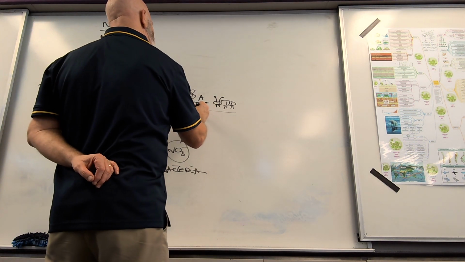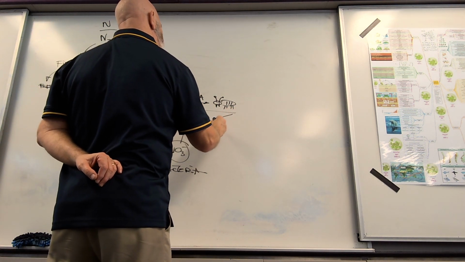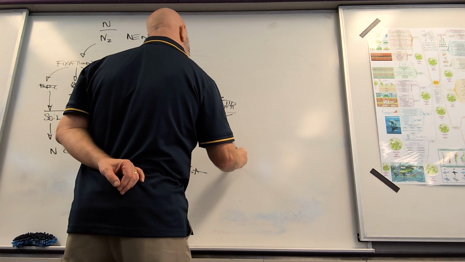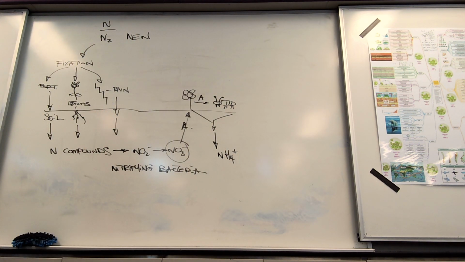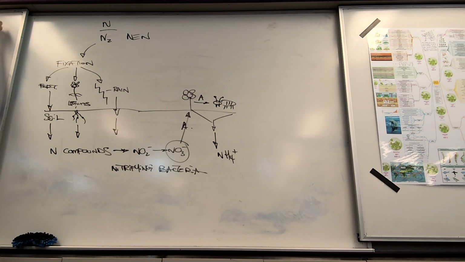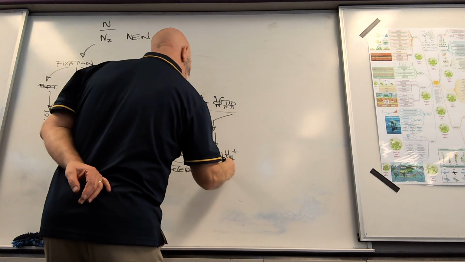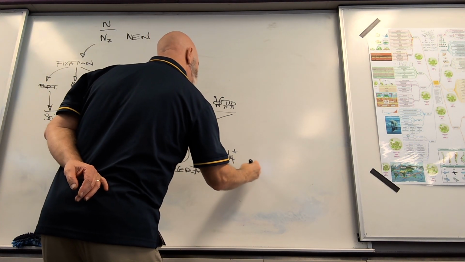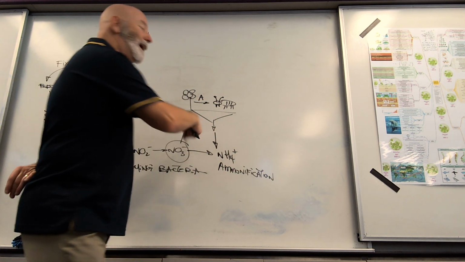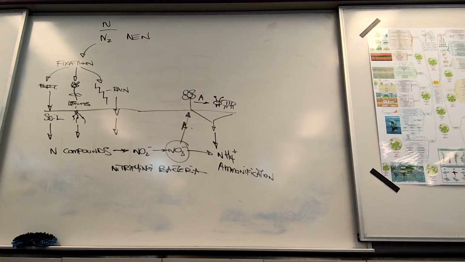Now, when plants and animals die, there are bacteria that turn them into ammonium. What do we call that process? Ammonification. Right, ammonification. In fact, any time you turn any nitrogenous compound into ammonium, it's called ammonification.